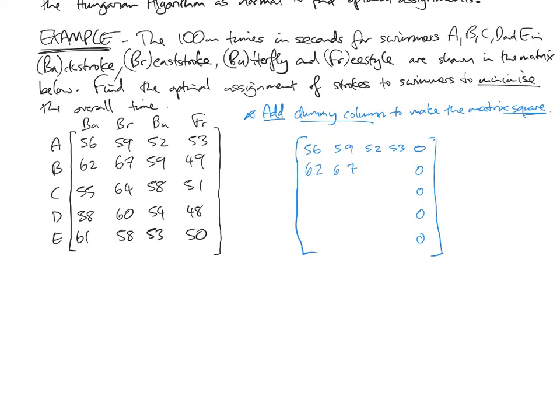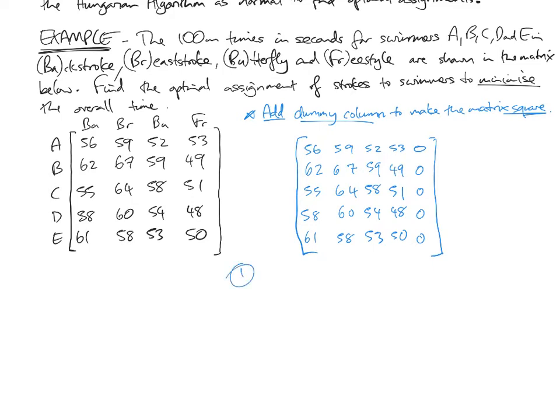62, 67, 59, 49, 55, 64, 58, 51, 58, 60, 54, 48, 61, 58, 53, 50. We've added the dummy column, in this case. We've made the matrix square. Now apply the Hungarian algorithm.